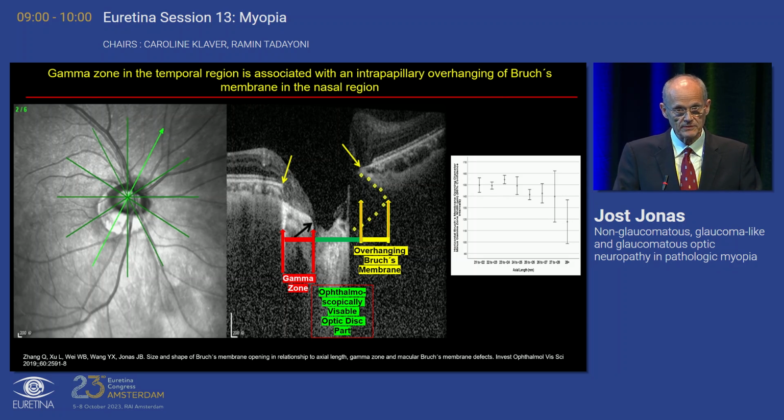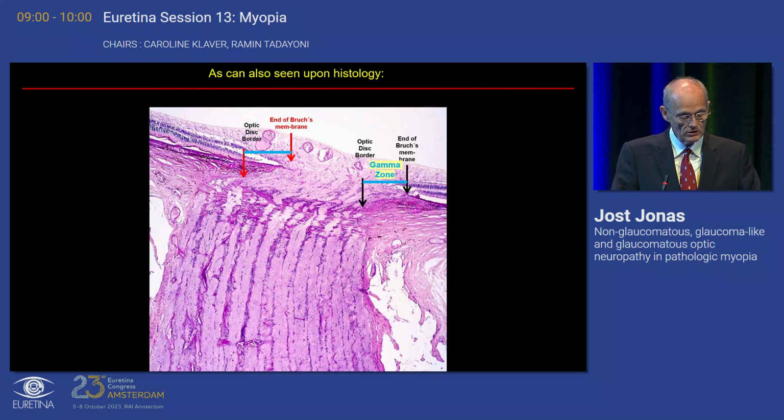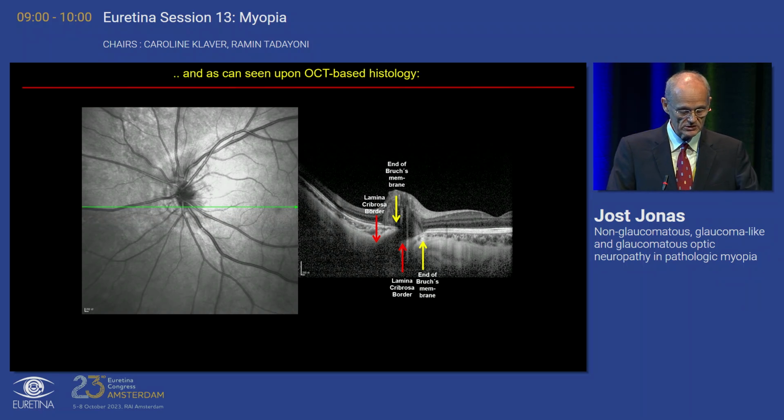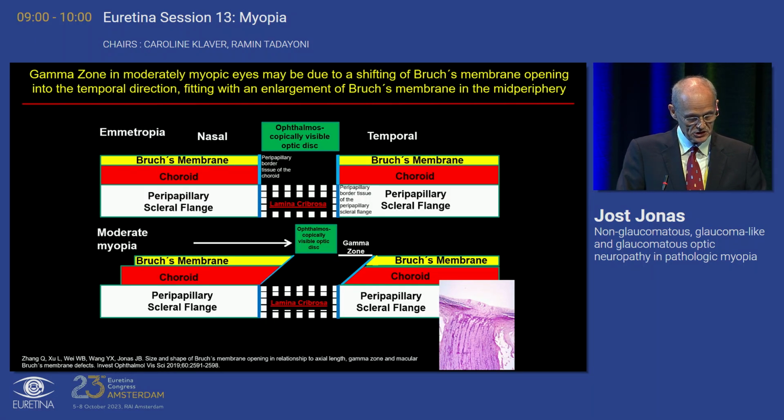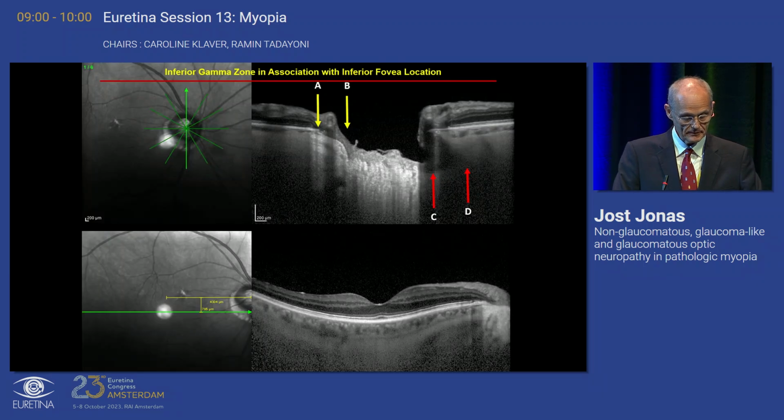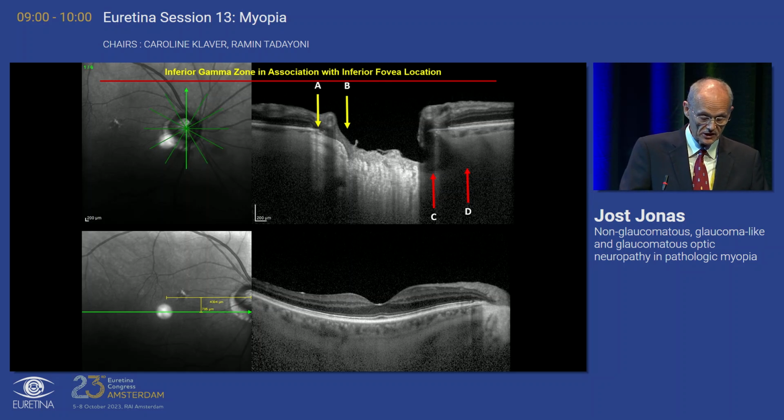It led to the notion that axial elongation is associated with an enlargement of Bruch's membrane in the mid-periphery, leading to a shift or movement of Bruch's membrane opening in the direction of the macula, as also suggested by this light microscopical image, or also by other OCT images, and shown in this diagram. Correspondingly, eyes with an inferior gamma zone have a superiorly overhanging Bruch's membrane, an inferior leg of Bruch's membrane that's gamma zone, and an inferiorly located foveola.